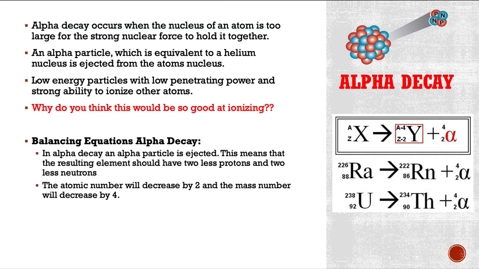So anything that will add or remove electrons from something else is considered to be ionizing because it's creating an ion. And what happens here when an alpha particle is ejected from the nucleus, it has no electrons. And so it's going to be looking for electrons from the first thing that it comes into contact with. And so whatever it comes into contact with, it's pulling electrons off that other thing.